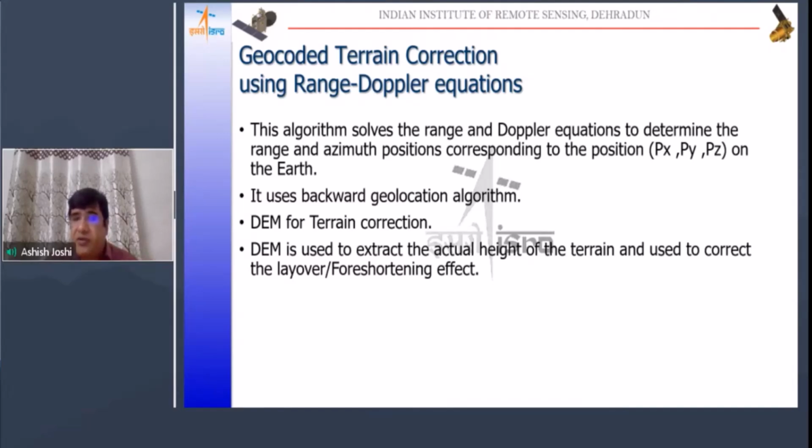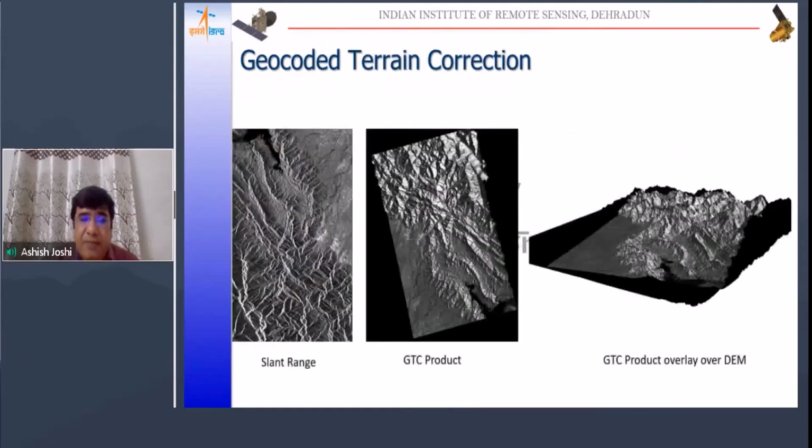Okay, so using the DEM values, because we also have one dimension in the z direction, that DEM z value is used for the orthorectification, meaning the correction of the layover and foreshortening of the images. So how will that geocoded terrain correction algorithm look? If this is the slant range image, we have used the range Doppler equation and we have used the DEM. So this is the GTC product.